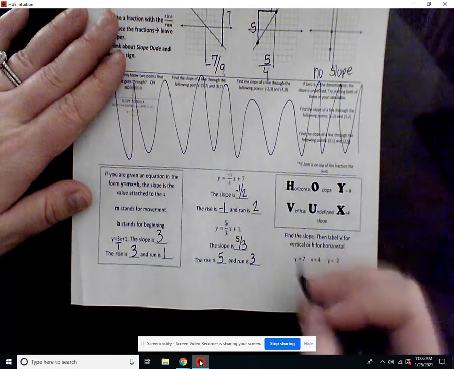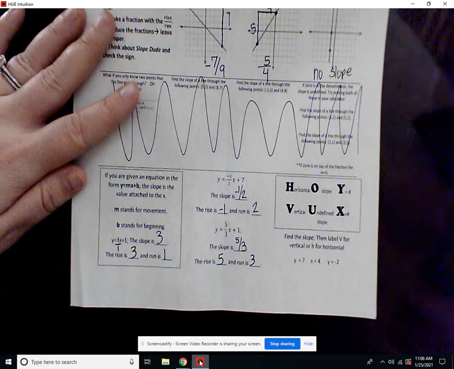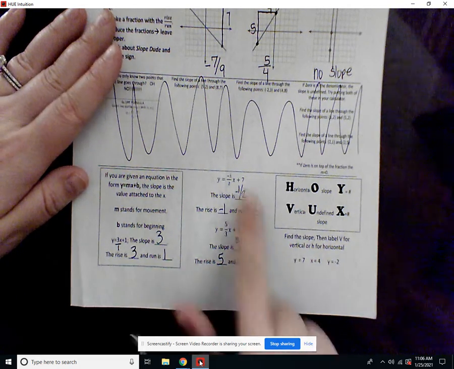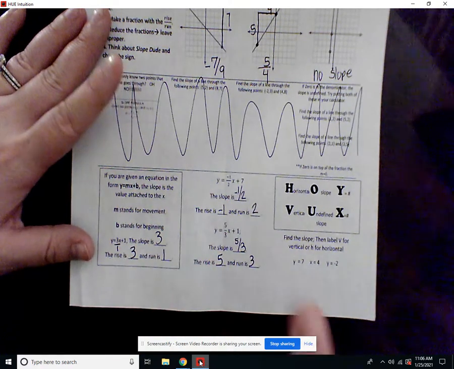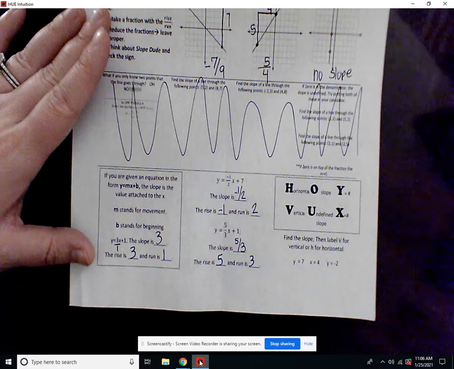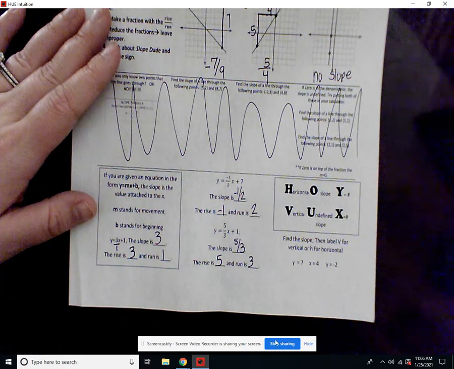Okay, and we're not going to worry about this last section. Now we're going to get into graphing an equation. We're going to be looking a lot like this bottom section. You have to identify the slope, what is the rise, and what is the run, and then we'll talk about where to start when you graph your equation on our next set of notes.